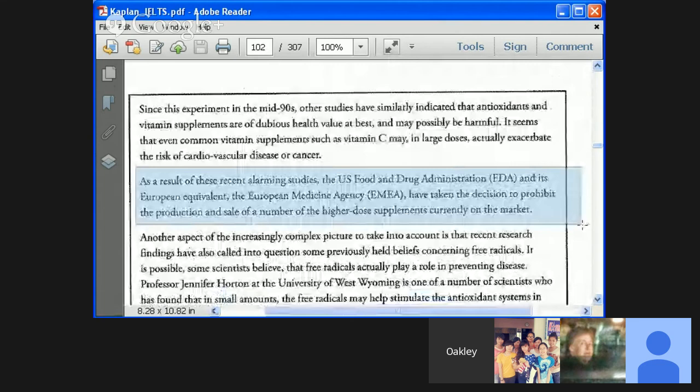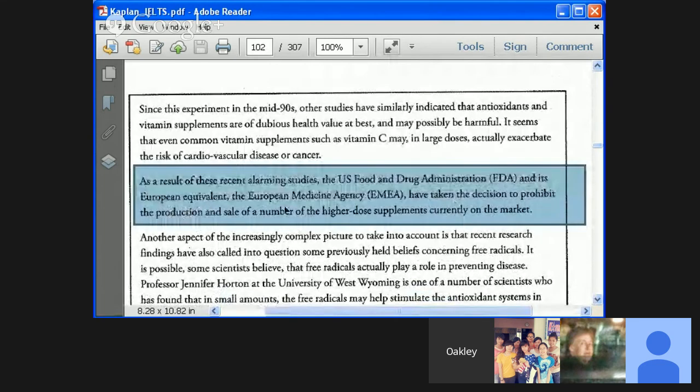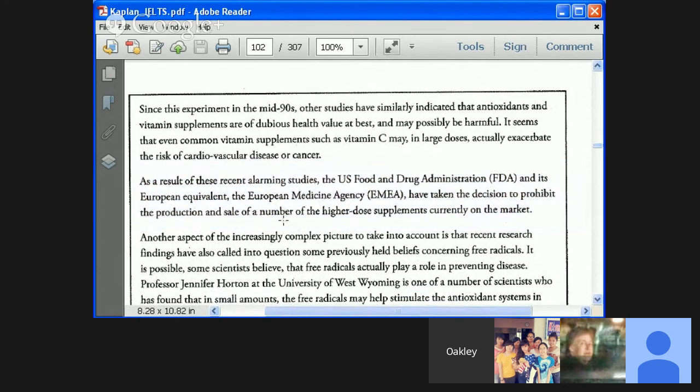Yeah, here. FDA and its European equivalent agency have taken the decision to prohibit the production and sale of a number of high dose supplements currently. Okay. So they have prohibited. But how many? How many? A number. What number? Only one? A number of high dose. Yeah, a number.